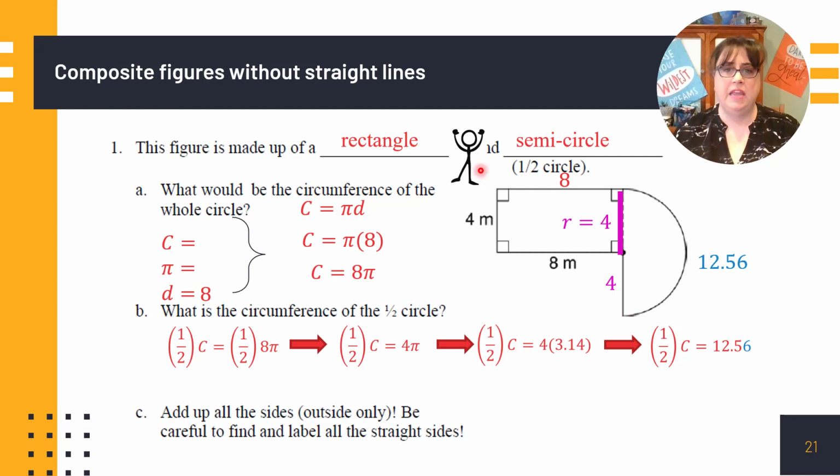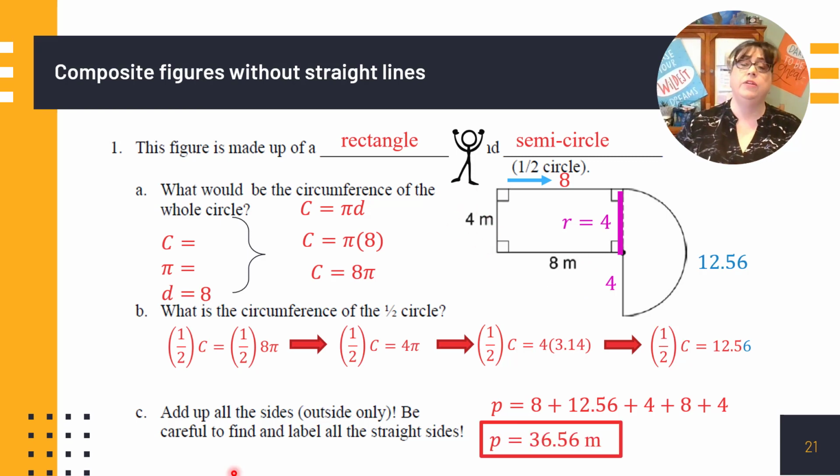So here's my guide to keep track of where I'm going. I'm going to go starting right here, 8 plus 12.56 plus 4, that's this 4, not this one because that's inside, plus 8 plus 4, and then I'm back where I started. And so when I'm done, I get 36.56 meters.